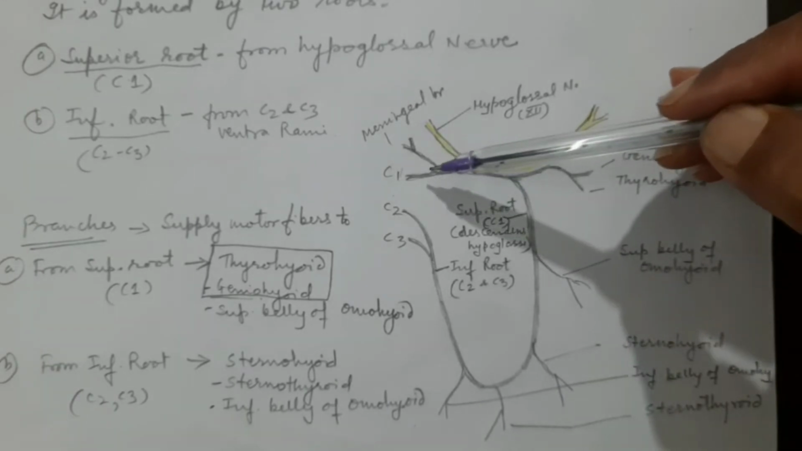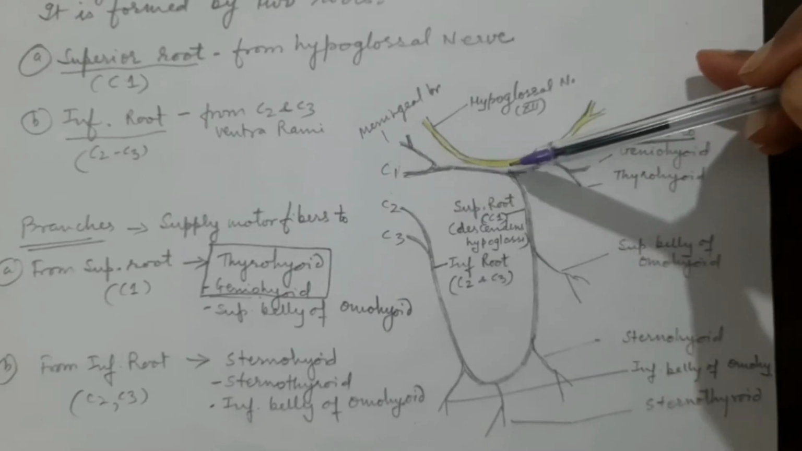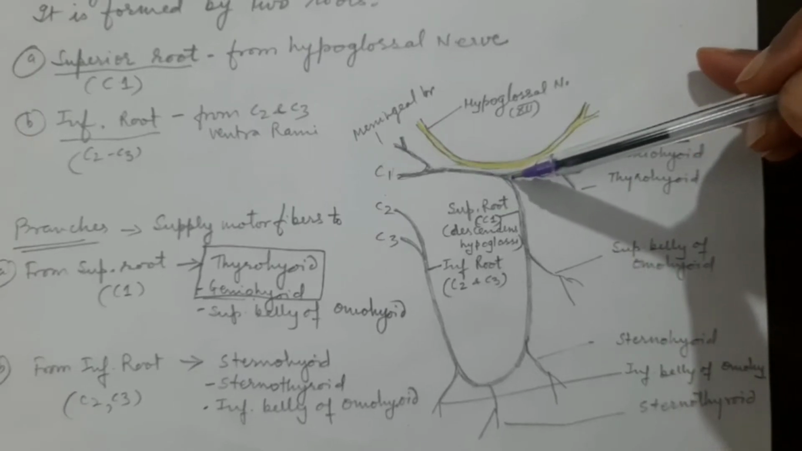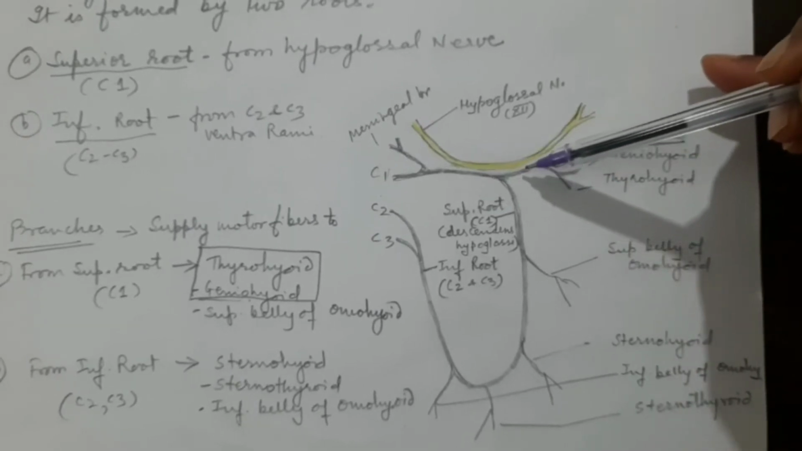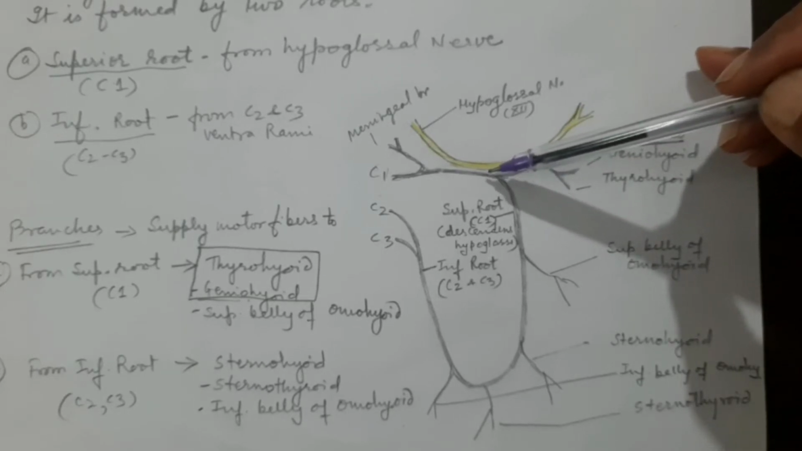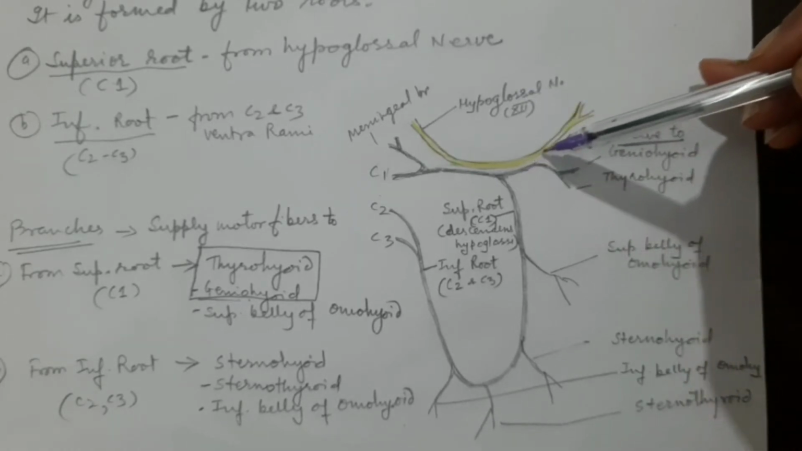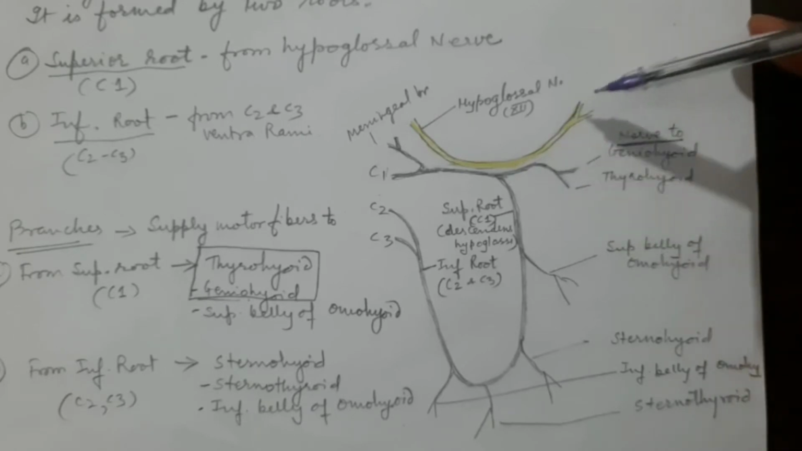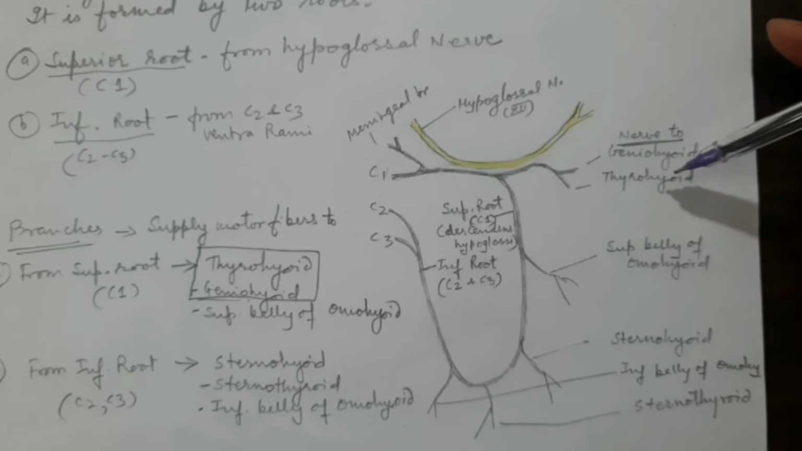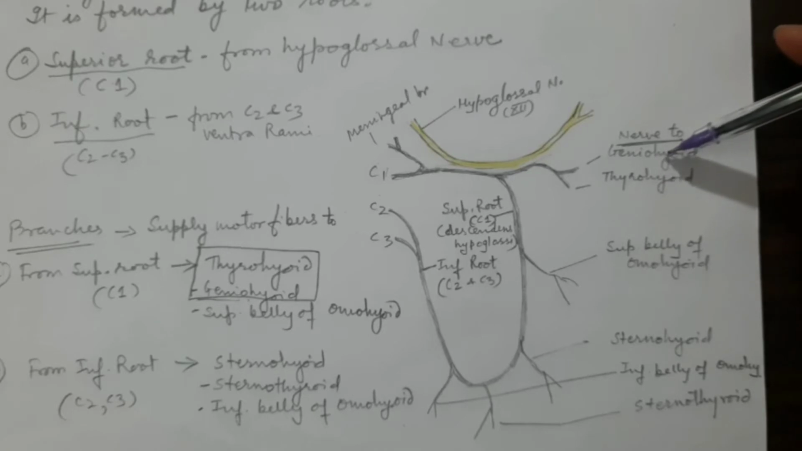So C1 are the cervical one spinal cord fibers of ventral rami. They run along with the hypoglossal nerve in a common sheath, fused with the hypoglossal nerve without mixing of the fibers from the cranial nerve, and C1 is the spinal nerve. Then this gives a branch along with the hypoglossal nerve, which goes to supply the geniohyoid and thyrohyoid muscle.